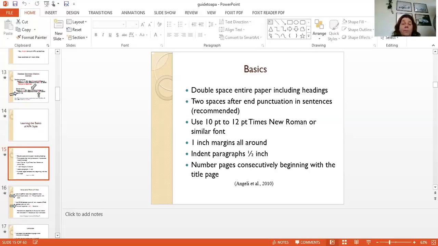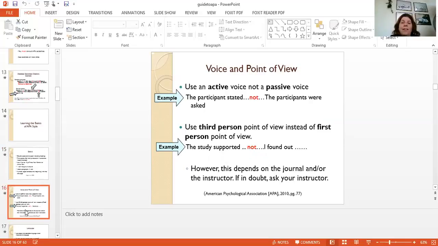You should also number your pages consecutively, beginning with your title page. So your title page is actually page 1. Now, see how easy that is? Some students get scared of writing and they think, gosh, how am I going to start? You're already on page 1, so you're already 1 page to the good. So by having that, you're already on your way as far as writing goes.